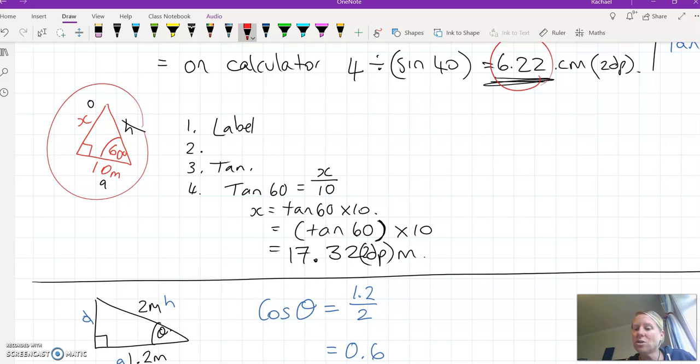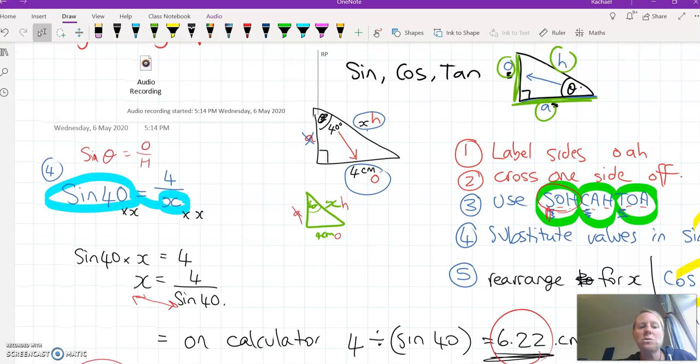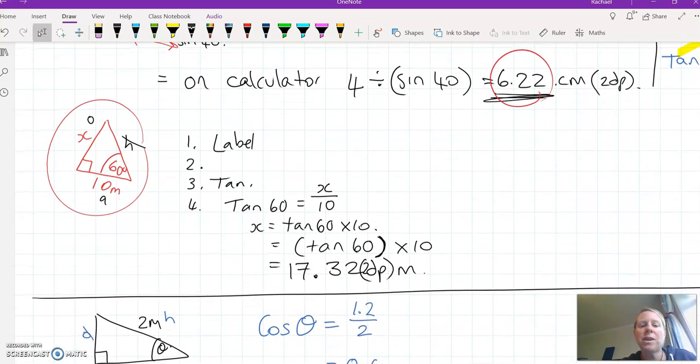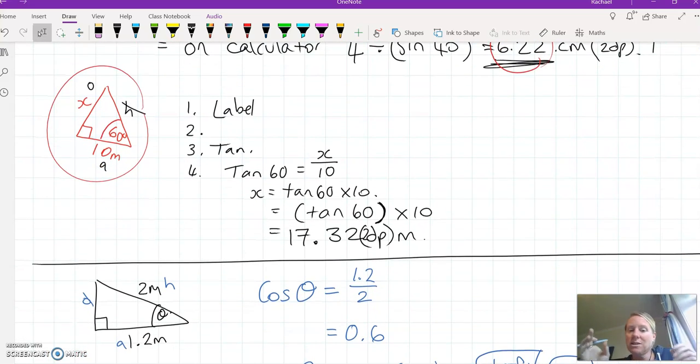That's TOA in SOHCAHTOA, so that's tan. All right, chuck your numbers in. Tan 60 equals x over 10, because this time our O is our x, so that's on the top. For our first example, our x was on the bottom. These are the two different ways that we can come across these: either your unknown is on the bottom of that fraction or on the top. Then to get rid of that dividing by 10, you multiply by 10 on both sides. So we end up with tan 60 times 10. Chuck it in your calculator, and you're left with 17.32.